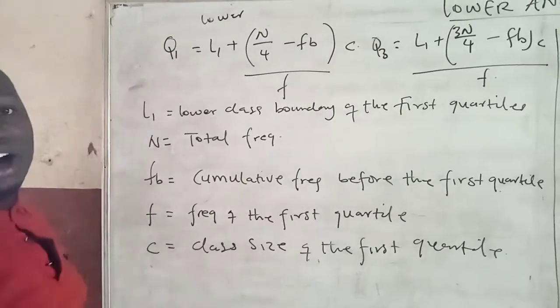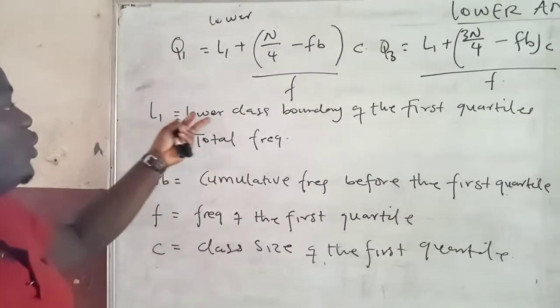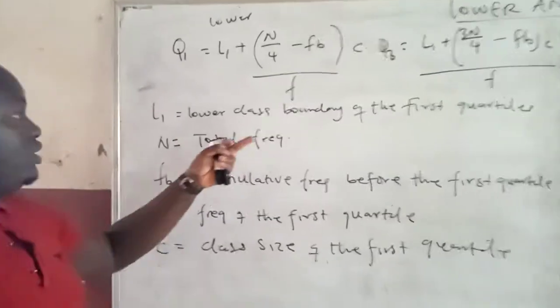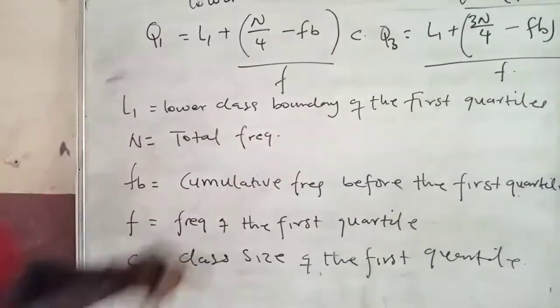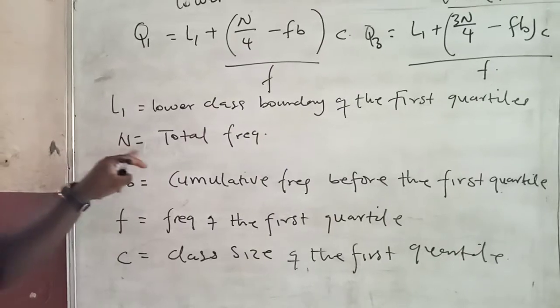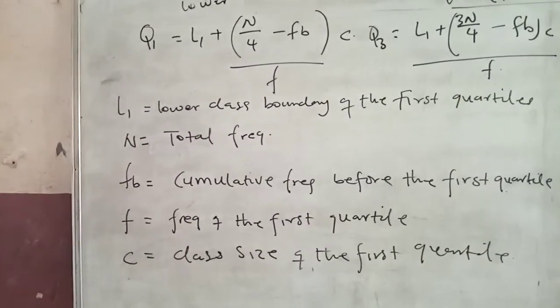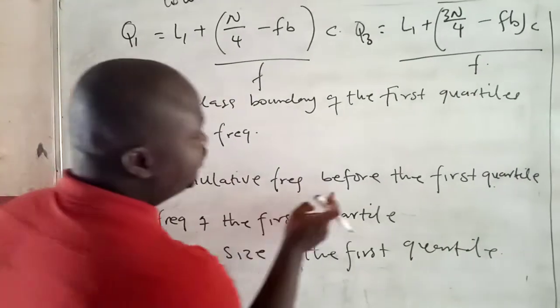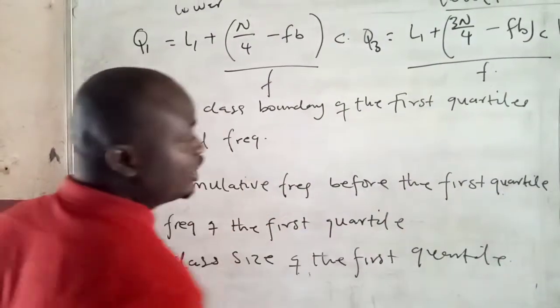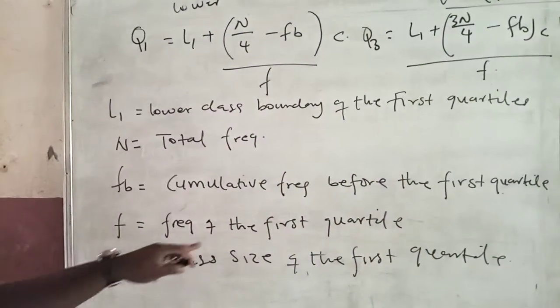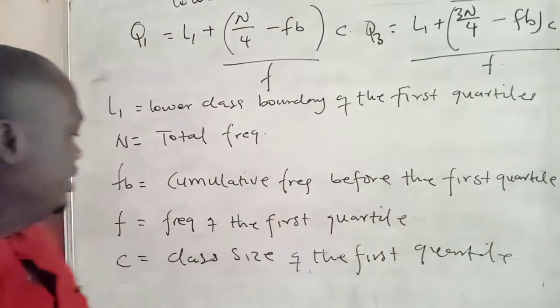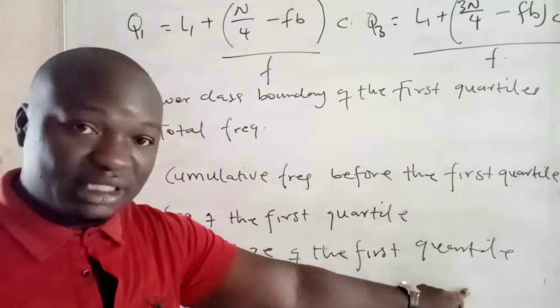Now, you know how we used to do it. We normally define our values. L1 is the lower class boundary of the first quartile. N is the total frequency. FB is the cumulative frequency before the first quartile. F is the frequency of the first quartile. And then we have the class width.